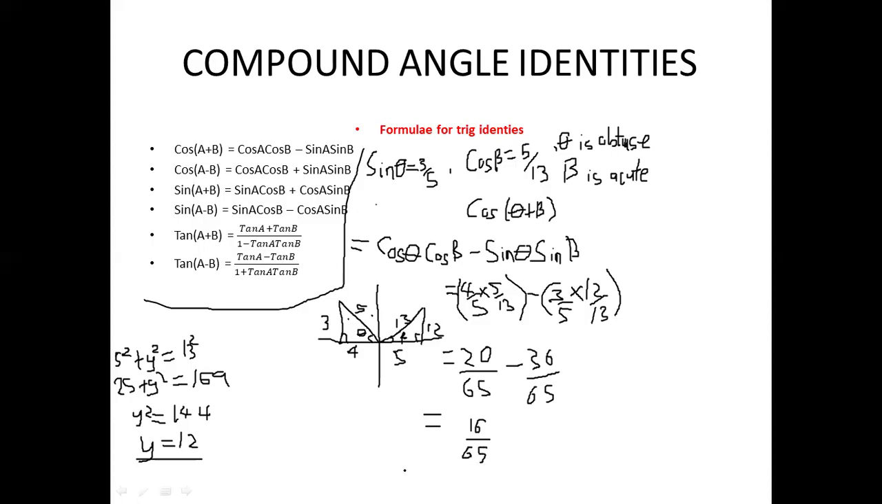You're missing something. Sorry, madam? You're missing something. Then you can guide me, madam. 20 minus 36 will give us a negative. A negative 16 over 65. Oh, yes, it's a negative 16 over 65. You're right, madam. Okay, thank you very much. You're welcome, madam.